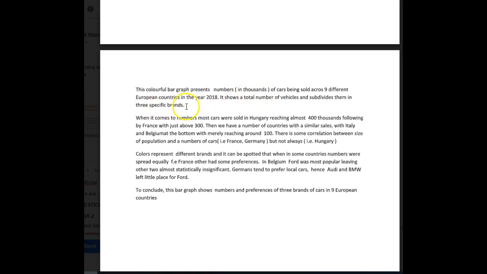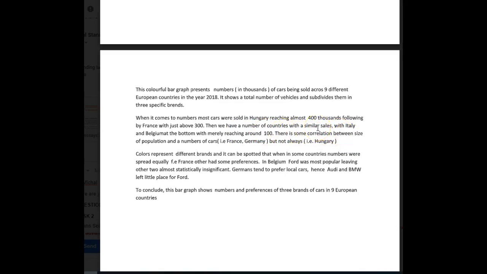All right? But here, even when you said 3 specific brands, it wouldn't have been difficult for you to just say Audi, Ford, BMW. When it comes to numbers, comma, most cars were sold in Hungary, reaching almost 400,000, no S, followed by France with just above 300,000. Careful. We know it's in the thousands, but you still have to give those 000s. Then we have a number of countries with similar sales, no A, with Italy and Belgium at the bottom, merely reaching around 100,000.